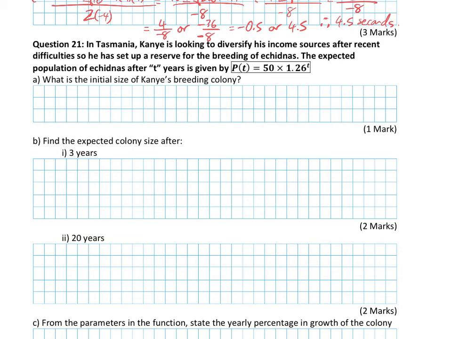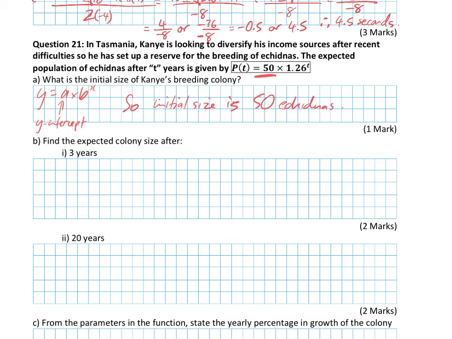Well, if you remember, if y is equal to a times by b to the power of x, a is the y-intercept, which is the starting amount. In this case, a is 50. So the initial size is 50 echidnas.